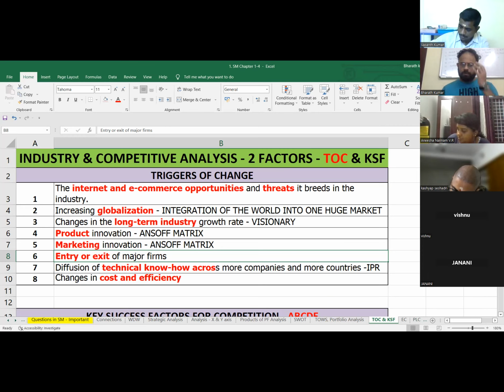Diffusion of technical know-how across more companies and more countries.